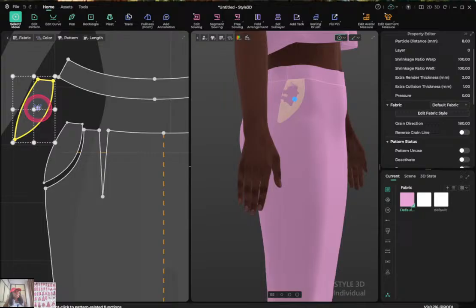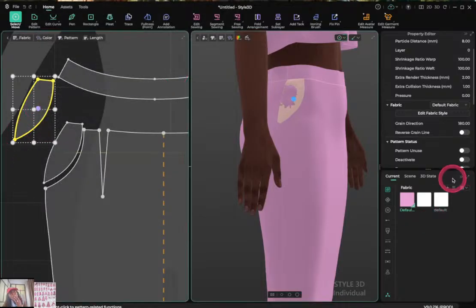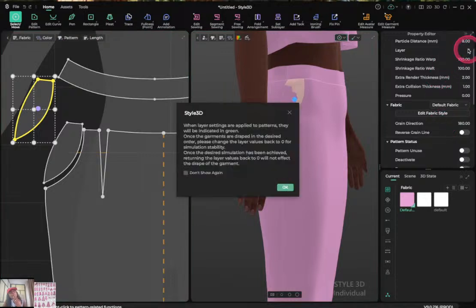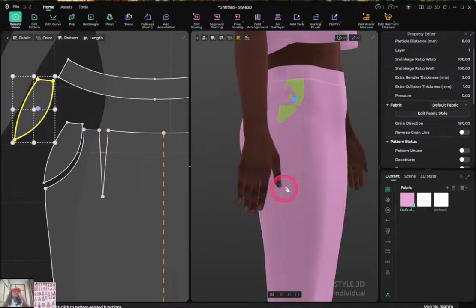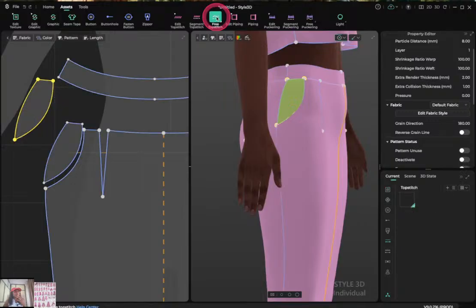So I'm going to make this the top piece so that we don't have issues. And let's go to layer here and say okay. So that small piece is going to come to the top, and I'm going to top stitch on top of it so that it makes it more visible, because I don't want to make a pocket in real time. I just want to make an illusion of a pocket. So let's do segment top stitch.